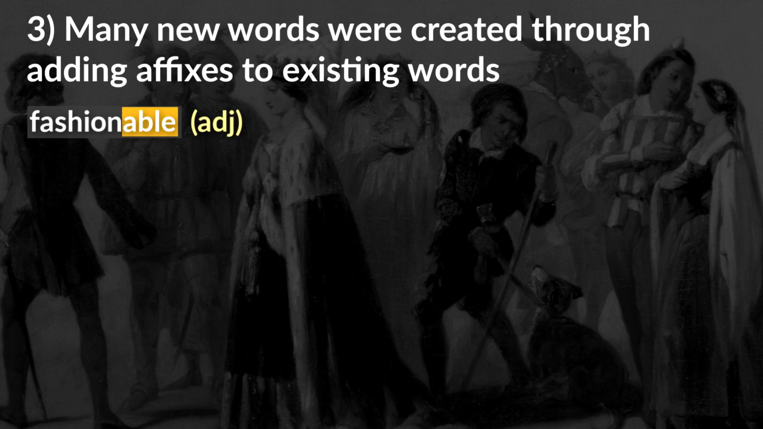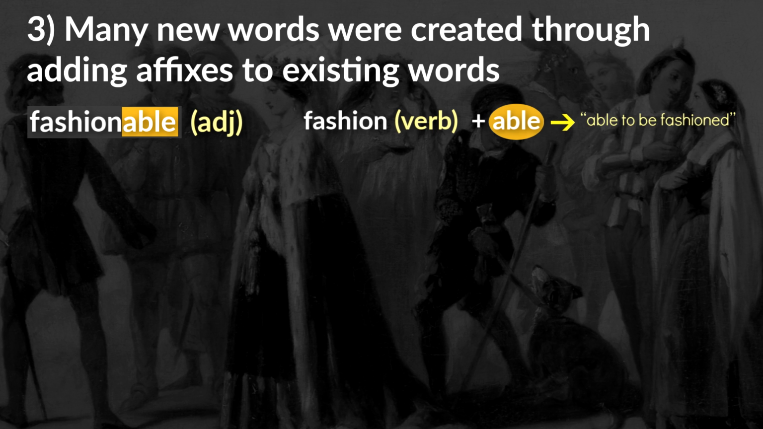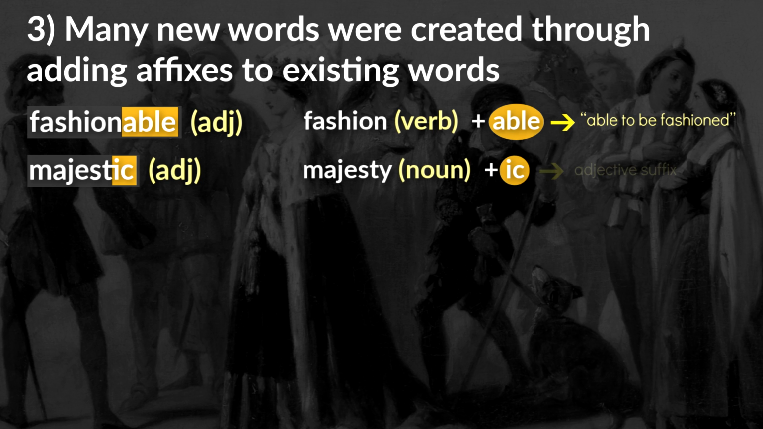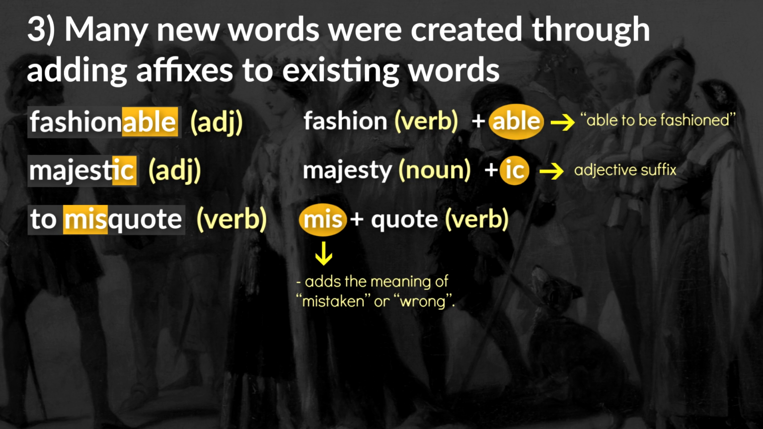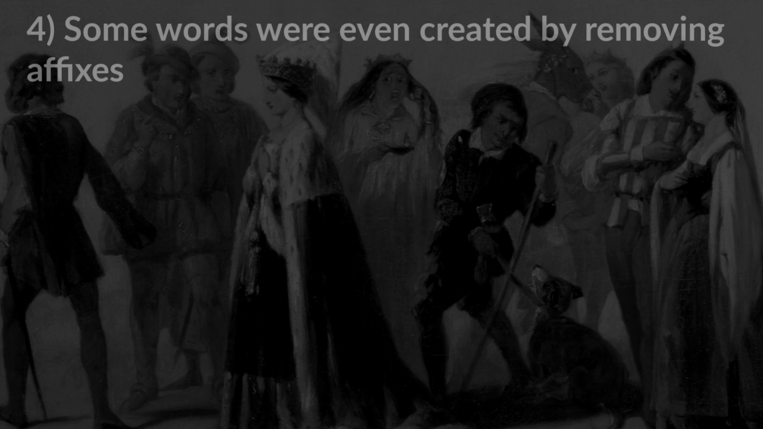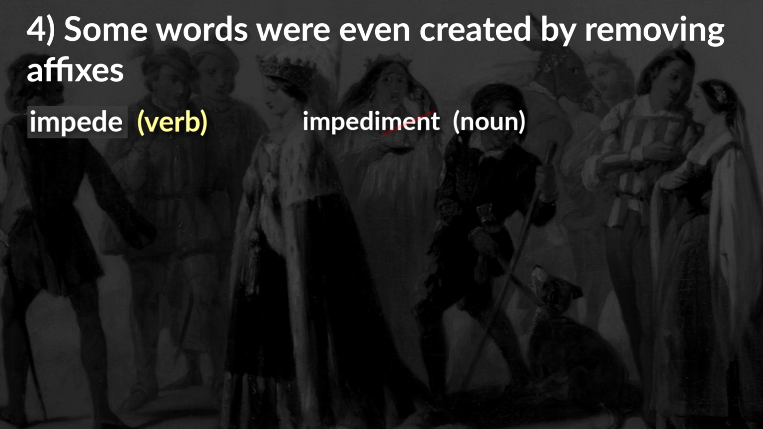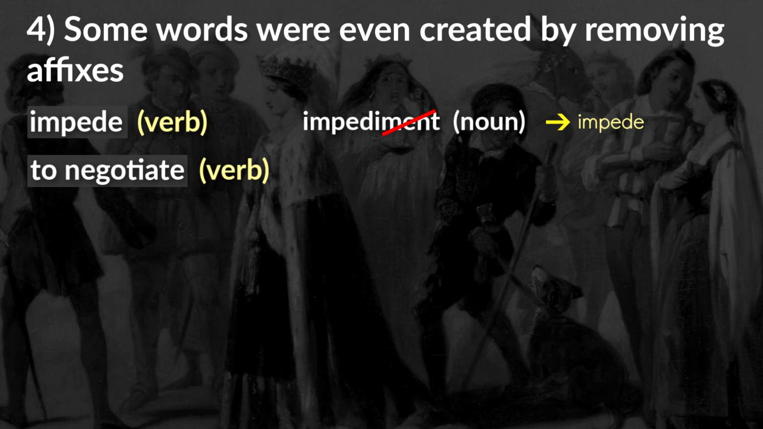Fashionable. This adjective was created from the verb fashion plus the suffix able, so it means able to be fashioned. In other words, able to be given good style. Majestic. Shakespeare created the adjective from the noun majesty plus the adjective suffix ic. To misquote. The prefix mis simply adds the meaning of mistaken or wrong. Some words were even created by removing affixes. To impede. This verb was created by removing the noun-forming suffix ment from impediment. To negotiate. This verb was formed by removing the noun-forming suffix tion from negotiation.